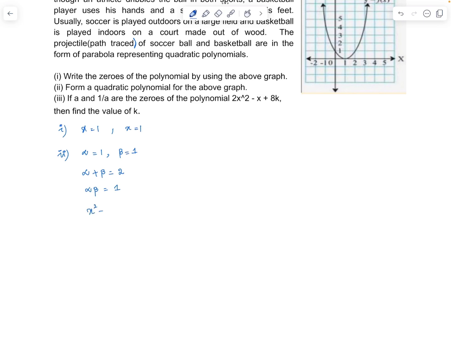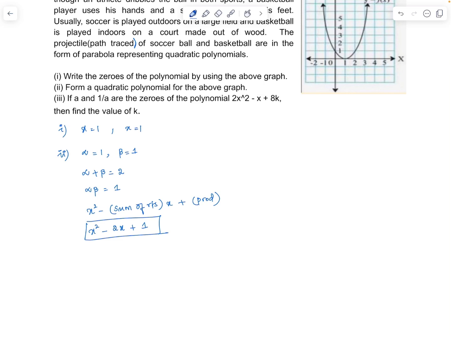Let's use this format to form the equation. x square minus sum of roots times x plus product of roots. That is, x square minus, sum of roots is 2, x plus, and product of roots is 1. So the polynomial is x square minus 2x plus 1.